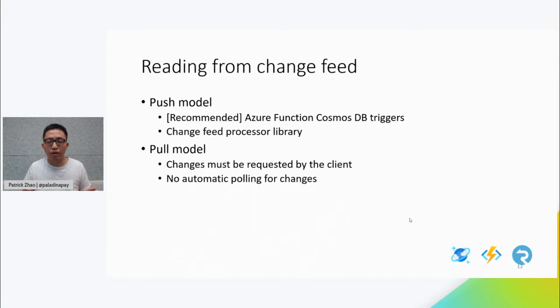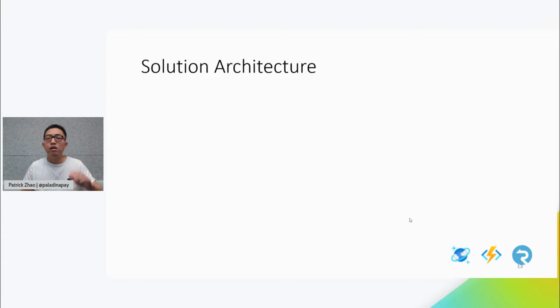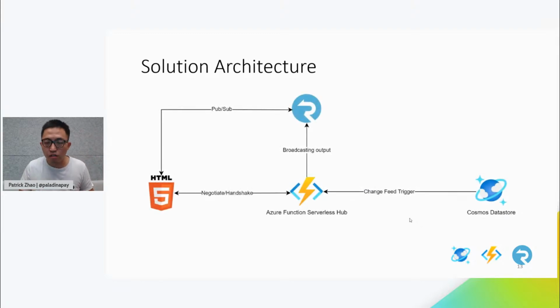There's no automatic polling, so the client application needs to manage that by itself. All right, so we've understood why and how. Let's look at the overall architecture. Starting from the right-hand side, we have our data store, which is our Cosmos DB.